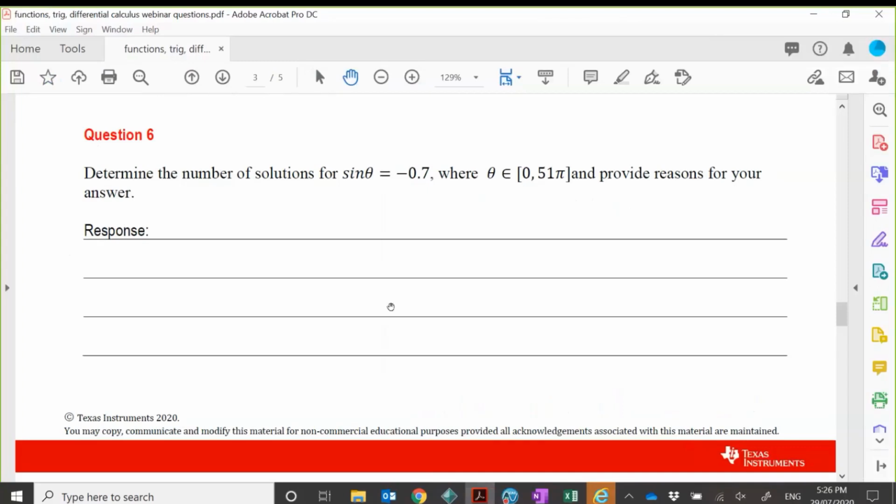So how many solutions are there? You have got 50 solutions. Give a reason for your answer. You might even say that the minus 0.7 line intersects the sine graph 50 times over that domain. Any reason you give that is valid.